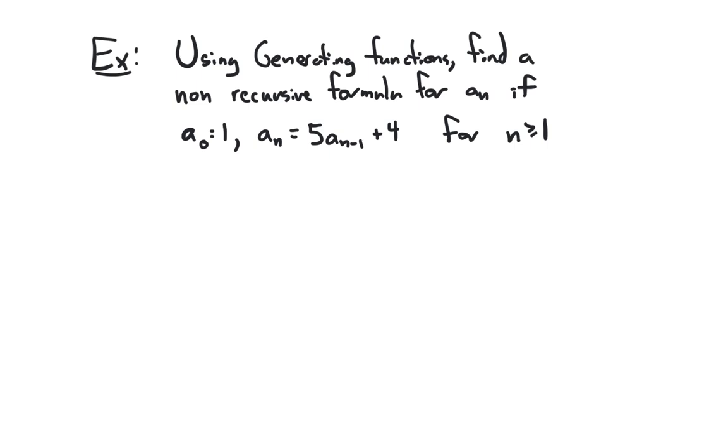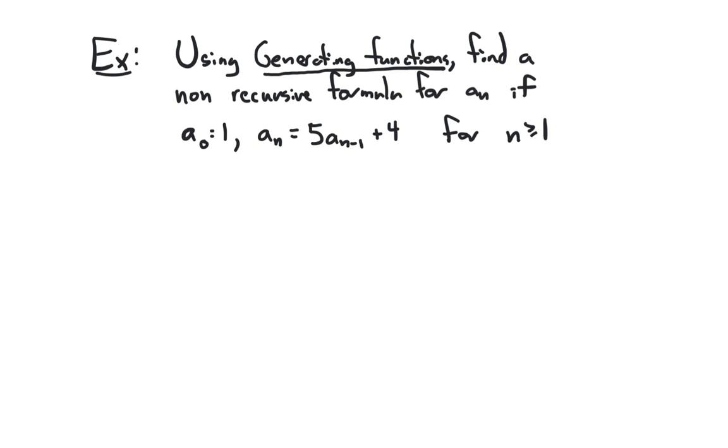Okay, let's see a use of a generating function here. And we're going to use it to determine a closed form, so a non-recursive formula for an if we're given a recursive definition for it. And the recursive definition is the first term is 1, so a0 is 1, and the nth term is 5 times the previous term plus 4.